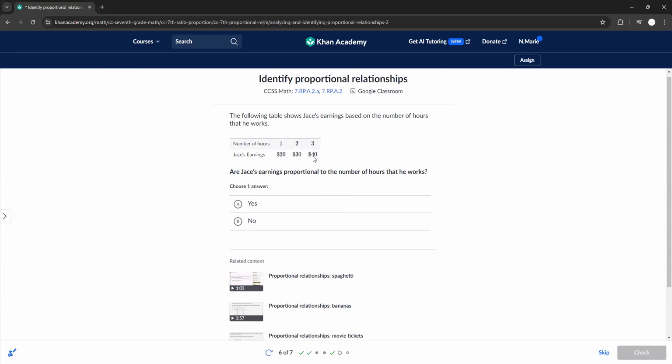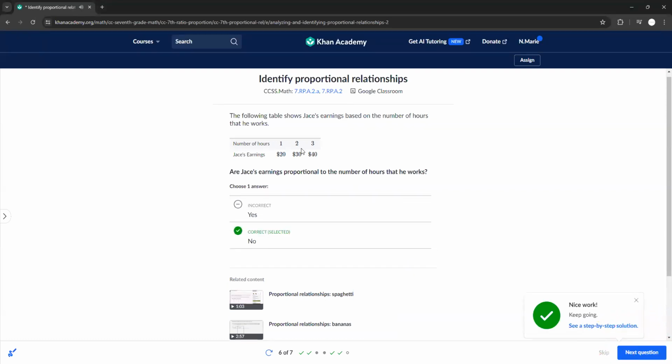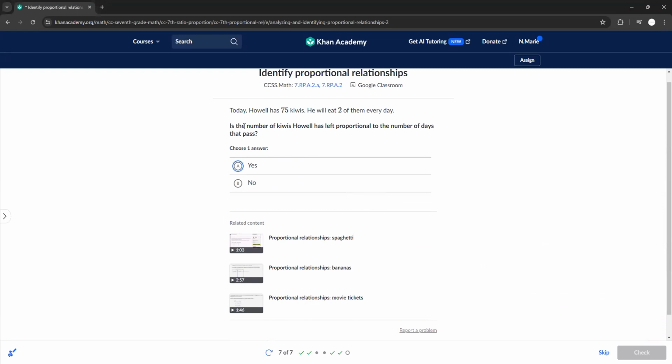It only increases by 10 when it should be 20 an hour for it to be proportional, or it could be 10 an hour, but it's not. So this is not proportional. It needs to be consistent. It can't be $1 an hour and then an additional 10. It has to be just 20 an hour, like $5 a gallon, 20 an hour, $5 a pound. Must stay the same.